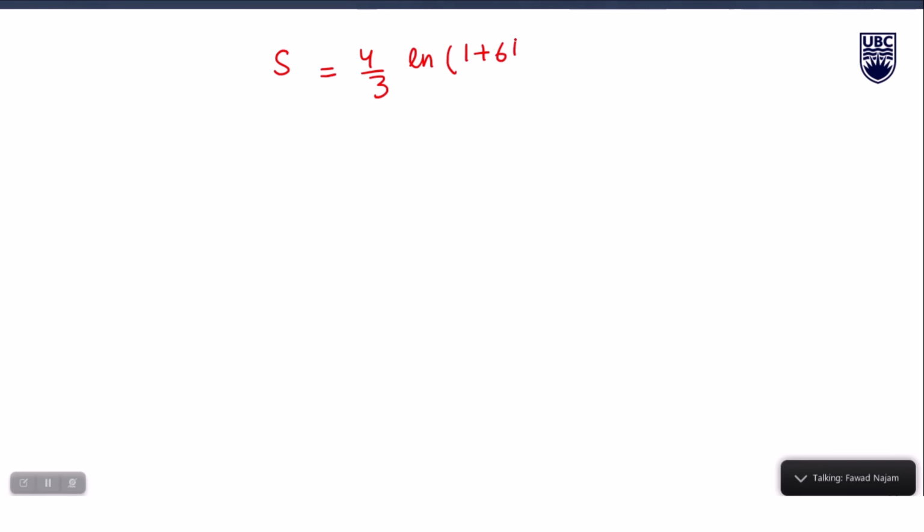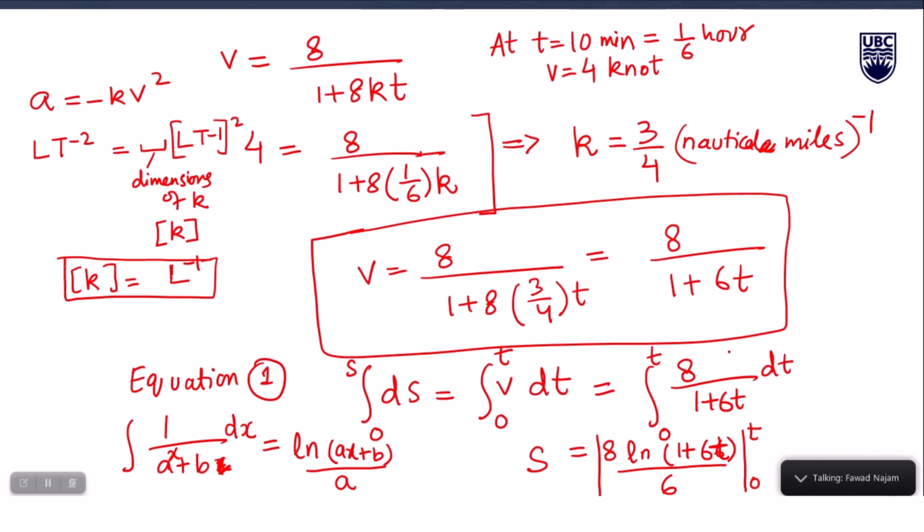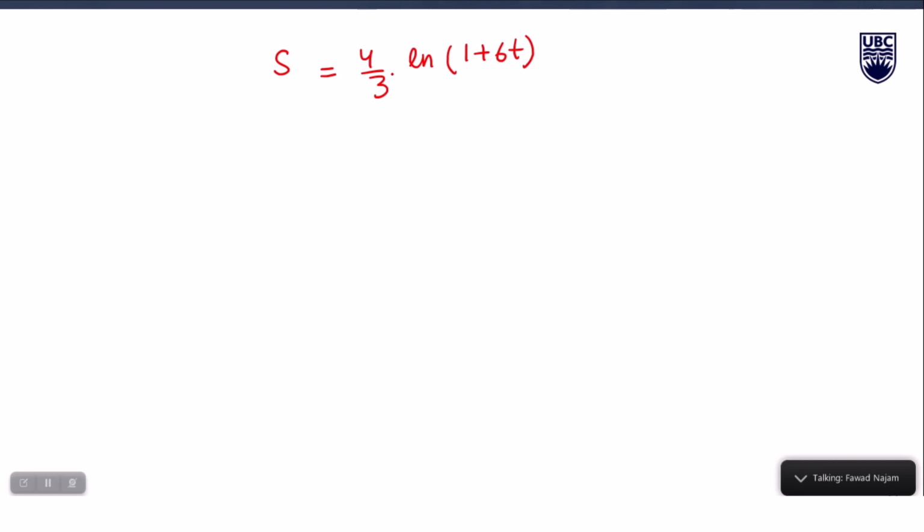When you put t equal to t and then also t equal to 0, you will see log of 1 is 0, and then this will be cancelled out, 8 over 6 will become 4 over 3. Therefore s equals 4 over 3 log of 1 plus 6t. This simple equation relates your displacement versus time, right. One of the questions was how much distance was traveled in a particular time, so now this equation can be used to answer that question.